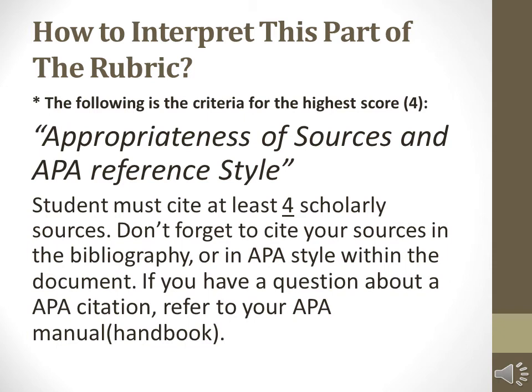How to interpret this part of the rubric? The following is the criteria for the highest score 4. Appropriateness of sources and APA reference style. Students must cite at least 4 scholarly sources. Don't forget to cite your sources in the reference page or sheet or in APA style within the document. If you have a question about an APA citation, refer to your APA manual handbook.